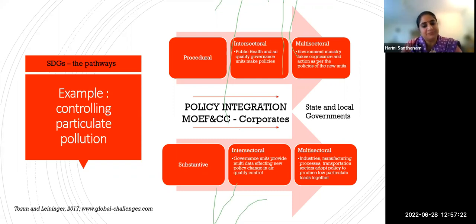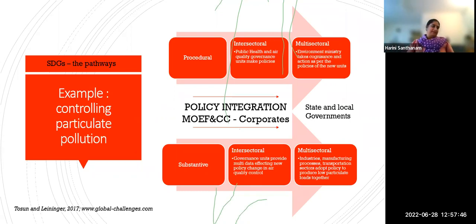If we have a substantive approach, an intersectoral approach may mean that there can be existing governance units which can bring new policies to the way in which land and water resources are used, for example, or reforestation mechanisms which can absorb these particulates. These can be policies in the making, right?